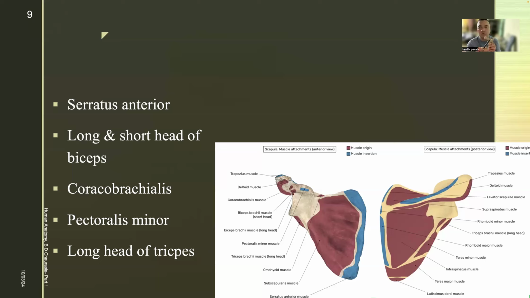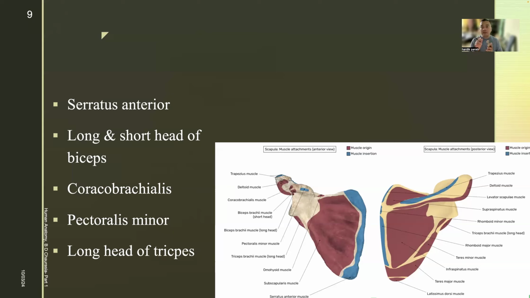The short head of biceps originates from the coracoid process, the tip of the coracoid process. Then we have coracobrachialis, which is along with the short head of biceps. It originates from the tip of the coracoid process. Then we have the pectoralis minor insertion, which is inserted again on the coracoid process. The pectoralis minor is inserted over here, but the short head of the biceps and coracobrachialis both originate from the tip of the coracoid process.